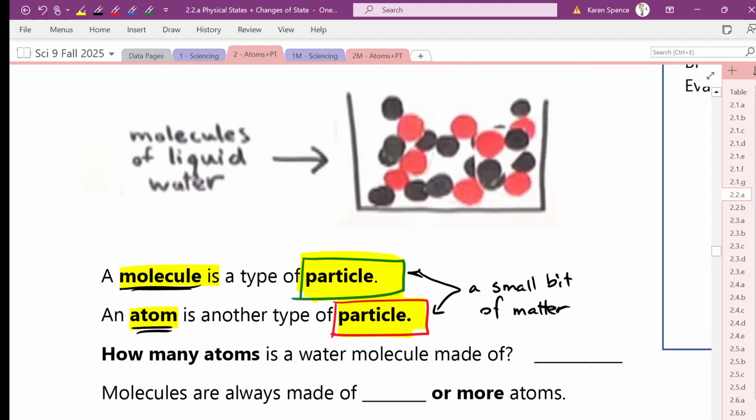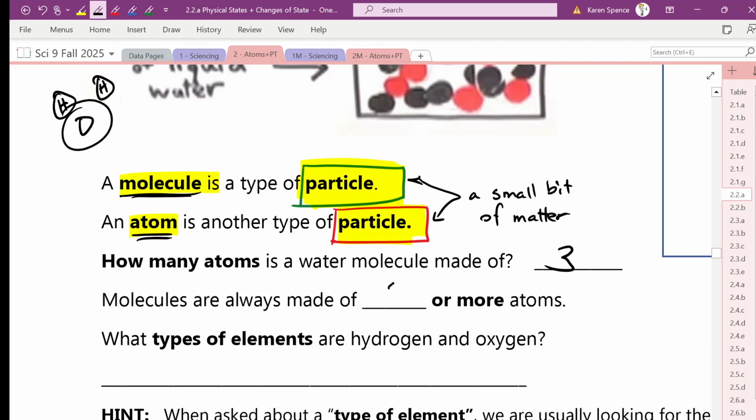How many atoms is a water molecule made out of? You can show me your fingers. How many? An oxygen and 2 hydrogens. So it's made out of 3. Molecules are always made of 2 or more atoms stuck together. If you have less than 2, then you've only got 1 and you've just got an atom. You don't have a molecule. Okay, molecules are little groups of atoms.